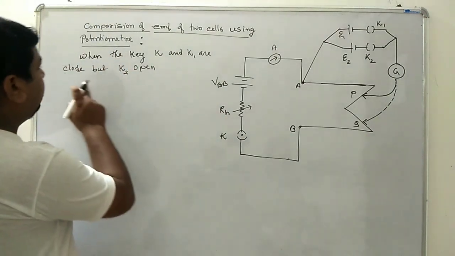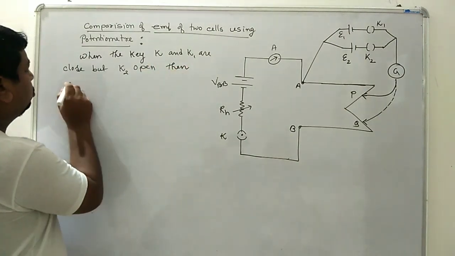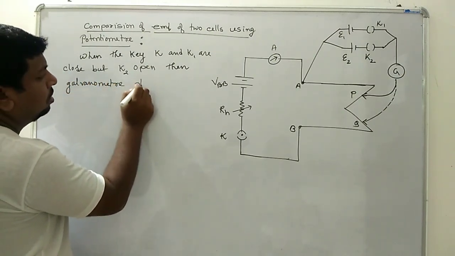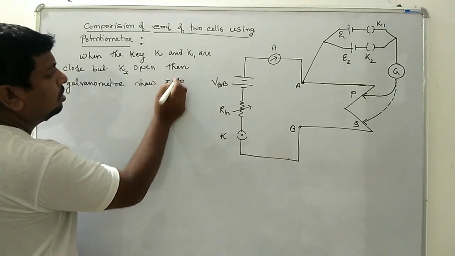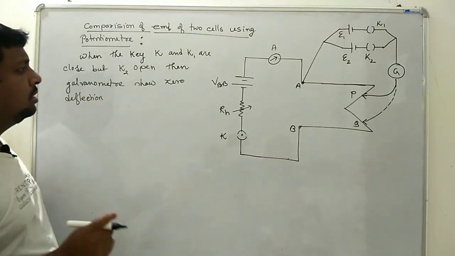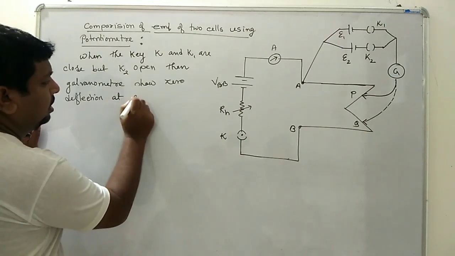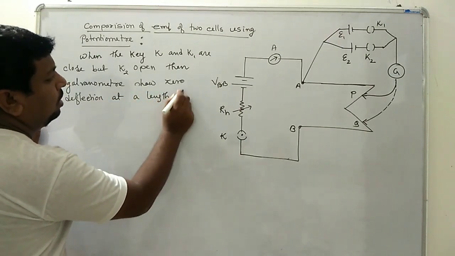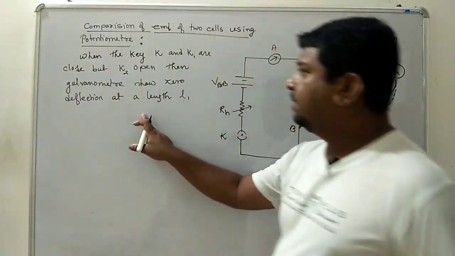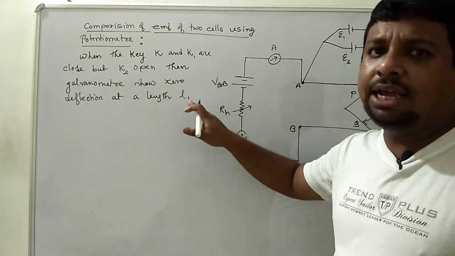When the keys K and K1 are closed, K2 open, then galvanometer shows zero deflection, that means no current is flowing through the galvanometer, at the length L1. That means the potentiometer bridge is balanced at the length L1. When the keys K and K1 are closed, but K2 open, then galvanometer shows zero deflection at the length L1.